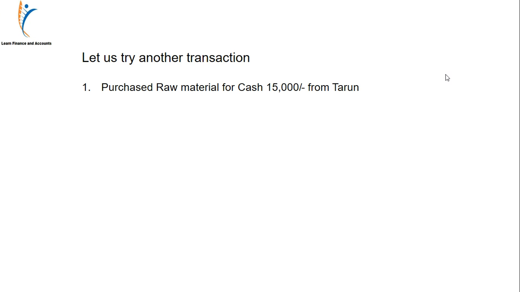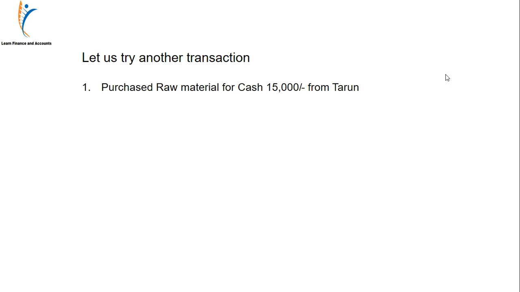Is Tarun an account here? No, Tarun is not an account. Why? Because this is a cash transaction. If this was a credit transaction, then Tarun would have been an account. Why? Okay, I will give you a small example.